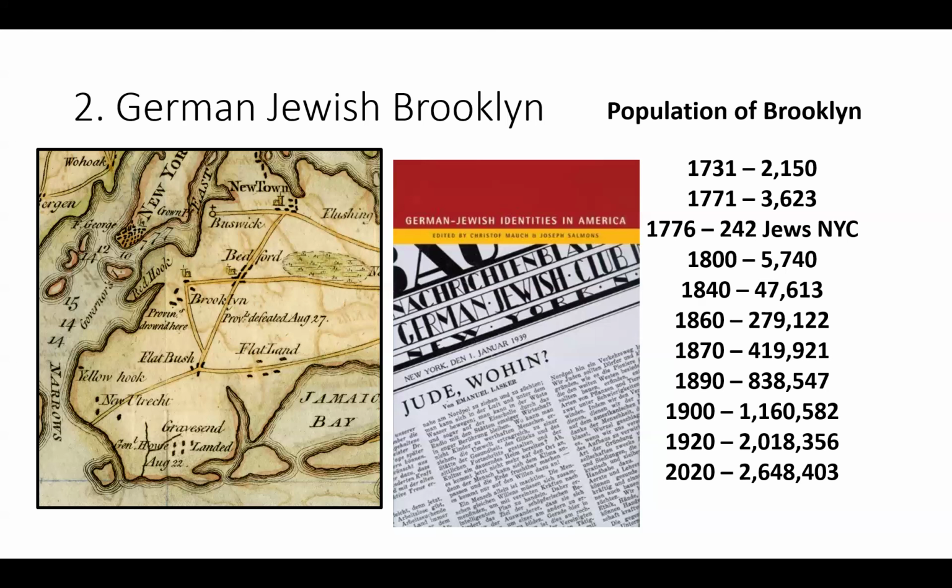The population of Brooklyn slowly grew by the American Revolution. There were about 3,000 to 4,000 people in all of Brooklyn. And we do know that by the American Revolution, the Jewish community had started to grow and had reached 242 Jews in all of what is today New York City.